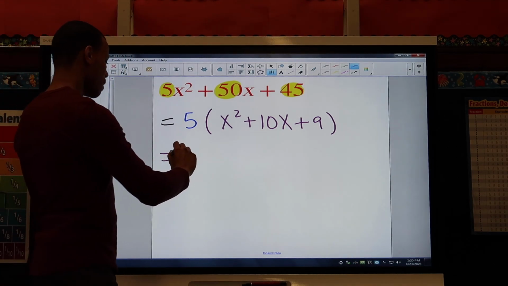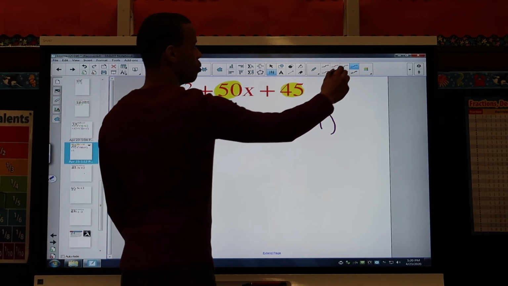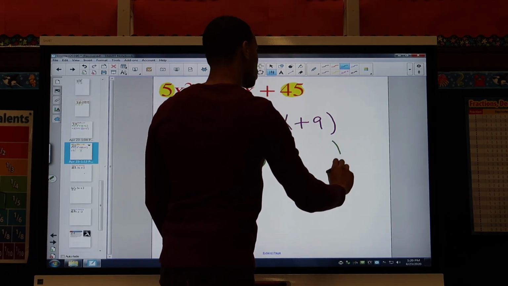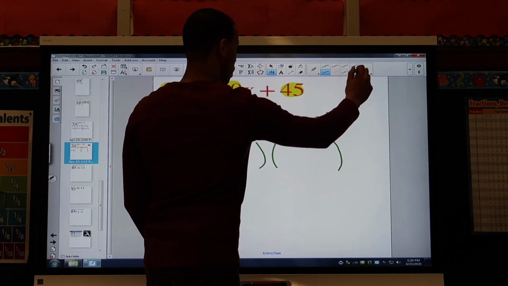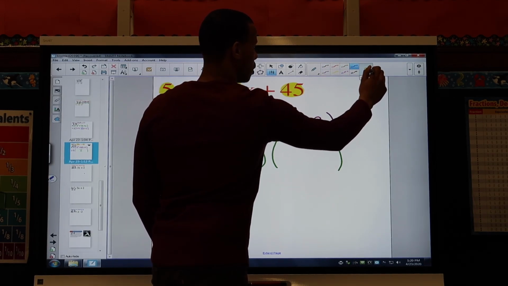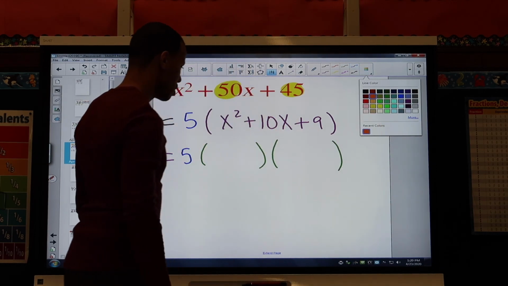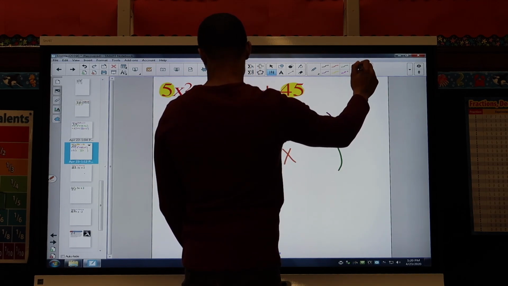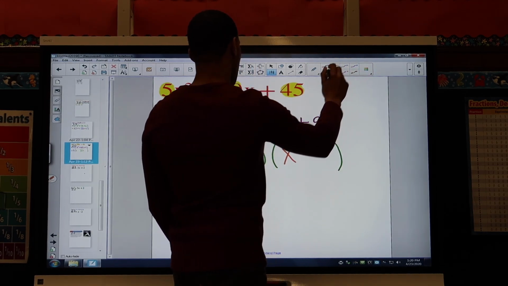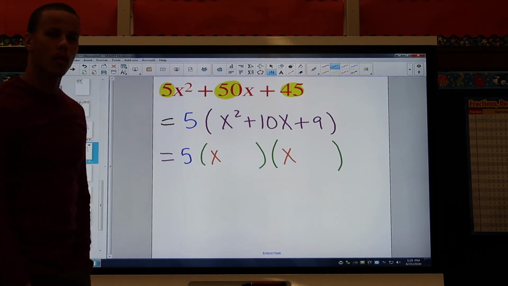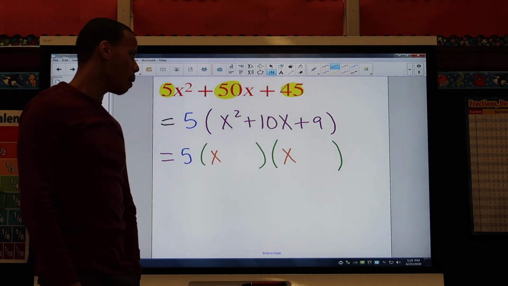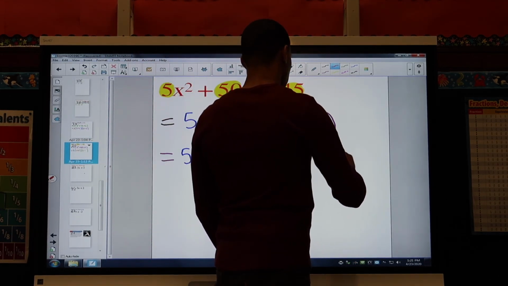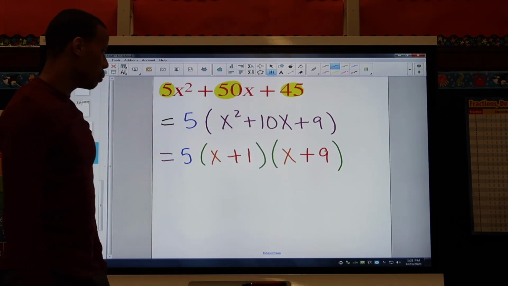Again, I'm just going to write down my 5. I know what my function looks like, which I'm going to break down into two factors. And then what do we have? I need a different color. So we have that this will be x, this will be x, and then I'm looking for two numbers that add up to 10 and multiply to 9. So I'm thinking that's 1 and 9. And there we go.